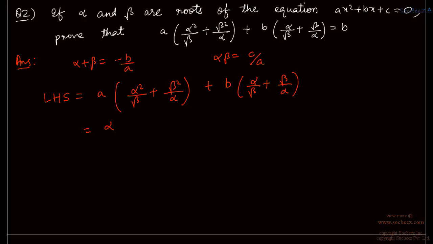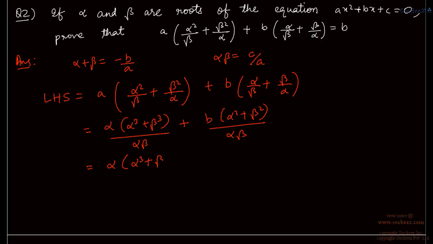So let's take the common denominator. This is alpha cube plus beta cube by alpha beta, and similarly this is alpha squared plus beta squared by alpha beta. Right, so we have the common denominator for both the terms here, and we have alpha cube plus beta cube plus b times alpha squared plus beta squared by alpha beta.